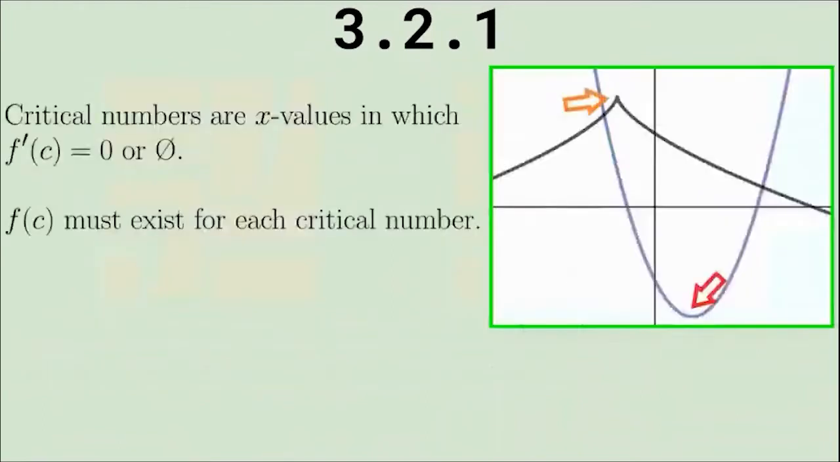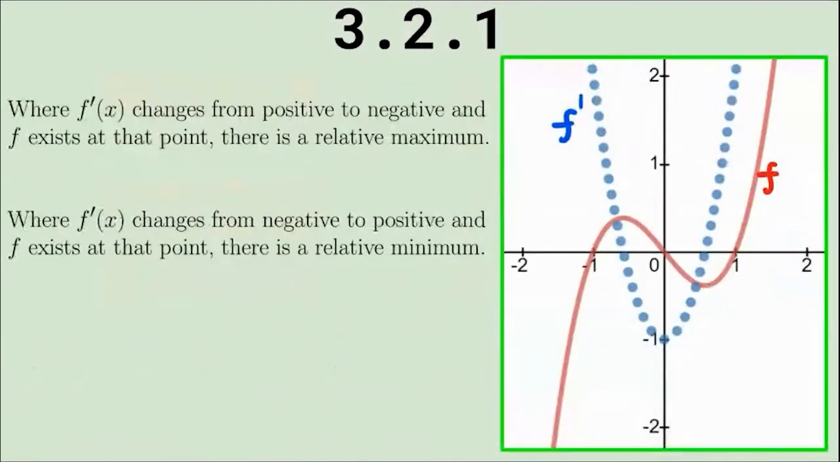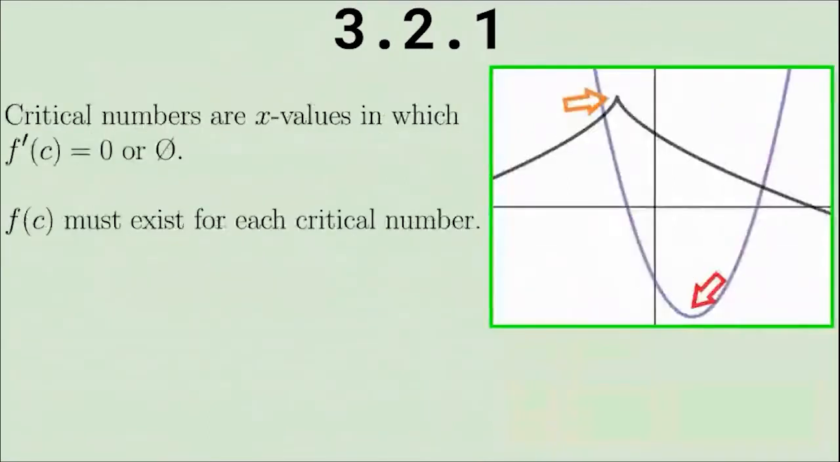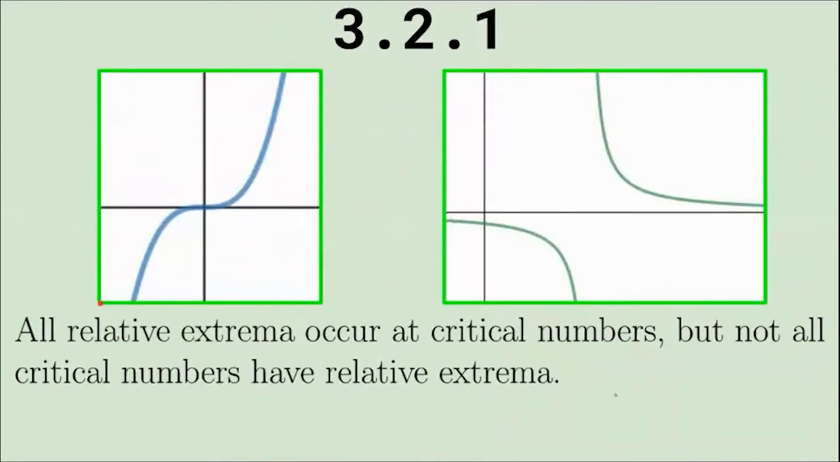And if you remember what I said before, for the relative mins, if you look at the bottom part, where the derivative changes from negative to positive, there's a relative min. So there has to be the decreasing to increasing for the relative min. Here, it doesn't do that. The blue just increases to increases. This is not the derivative, by the way, it's the original.